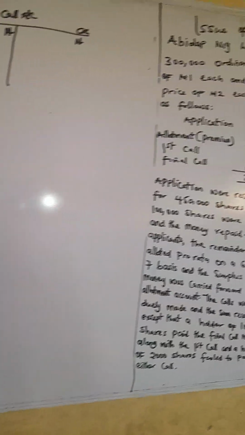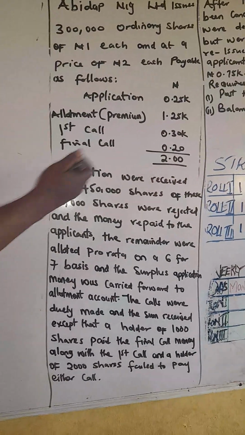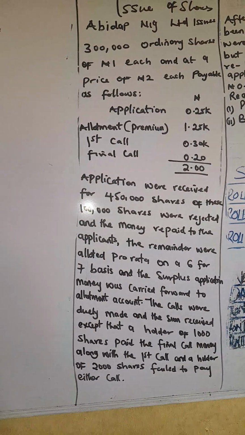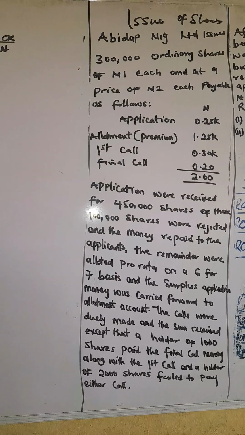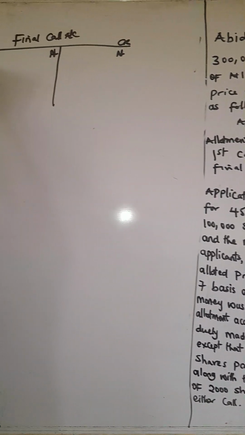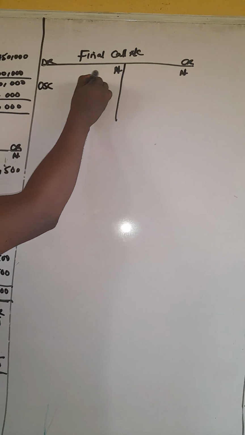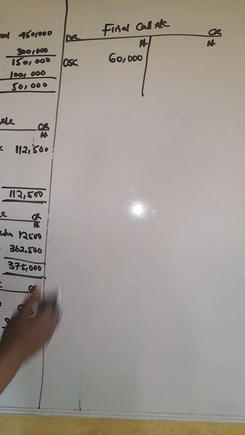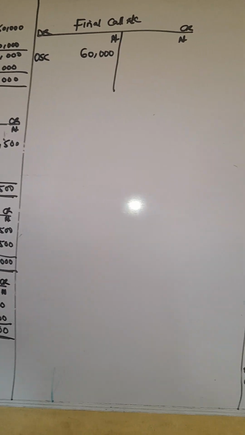Final call, 300,000 shares were issued at 20 kobo. That will give us 300,000 times 0.2. So ordinary share will be 60,000 naira. Now, out of it, let's look. Do you have any other thing again?